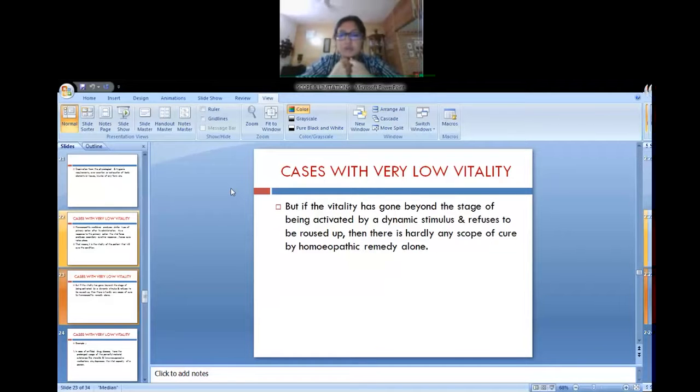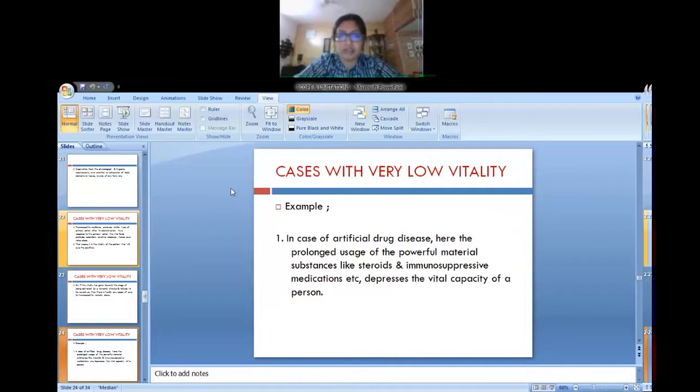So it has gone beyond a certain capacity where it is not as healthy or as normal as it used to be. So it's very difficult for that sort of a deranged vital force to react and to fight the natural disease agent. That is why there is a limitation in homeopathy itself. So here's the example for that.